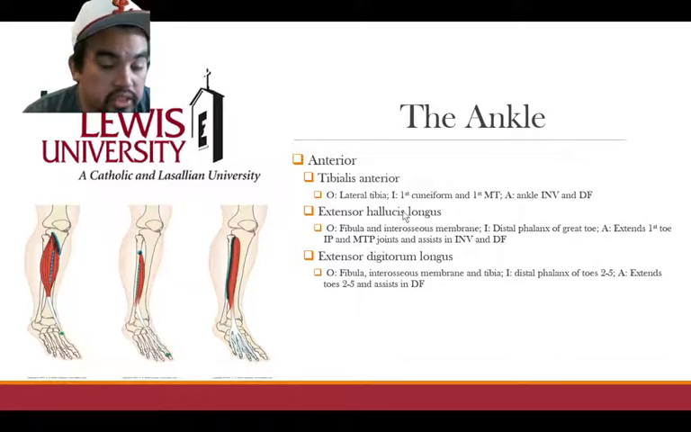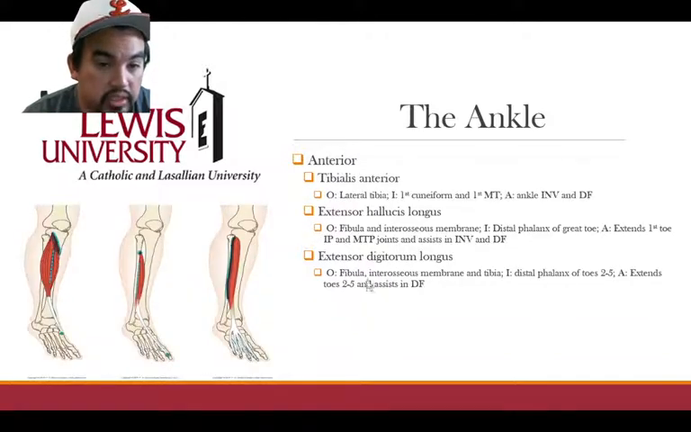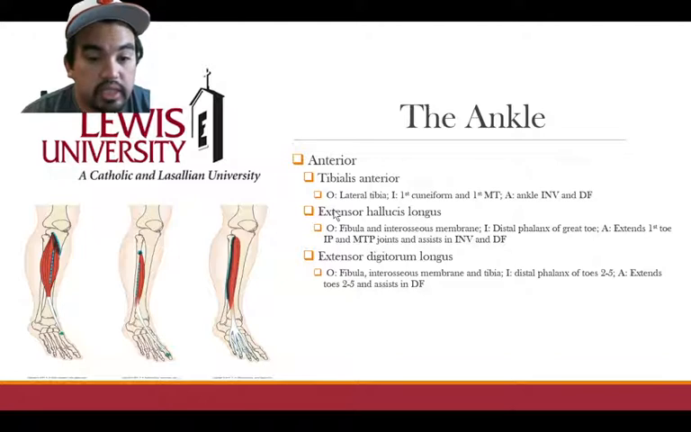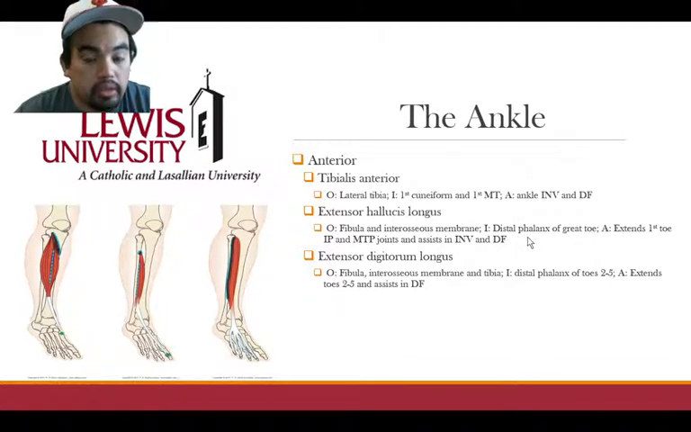We also have extensor hallucis longus. If you think of flexor hallucis, what did that do? It flexes the hallucis. This is going to extend the hallucis, so this is going to extend the big toe. It originates on the fibula and the interosseous membrane, and it goes down and inserts on the distal phalanx of the great toe. So as I said, it extends the great toe.